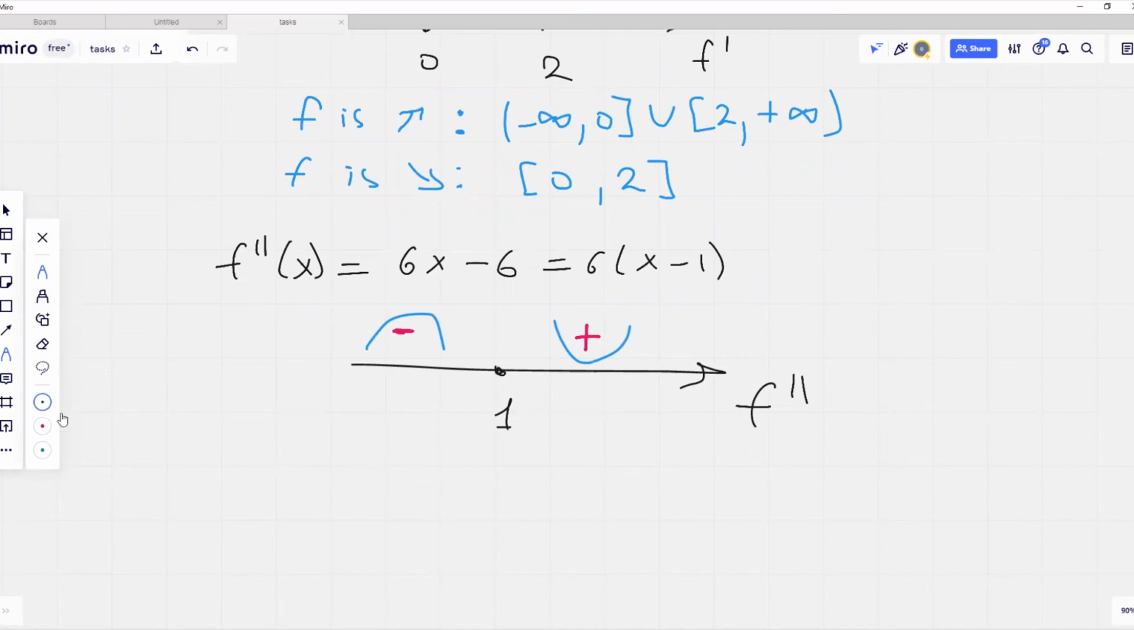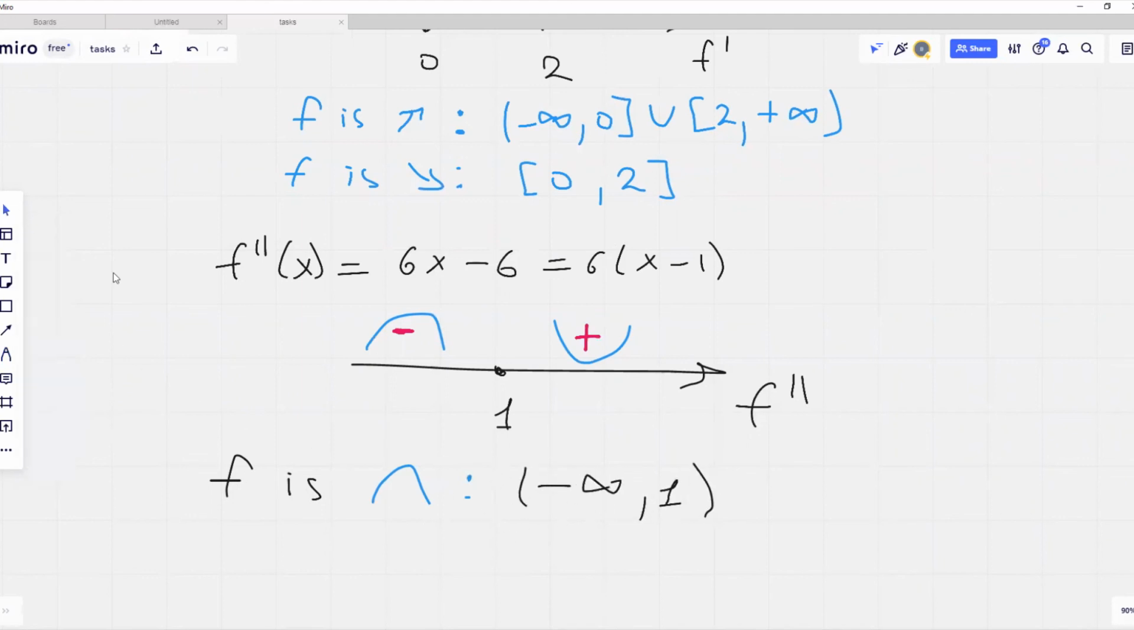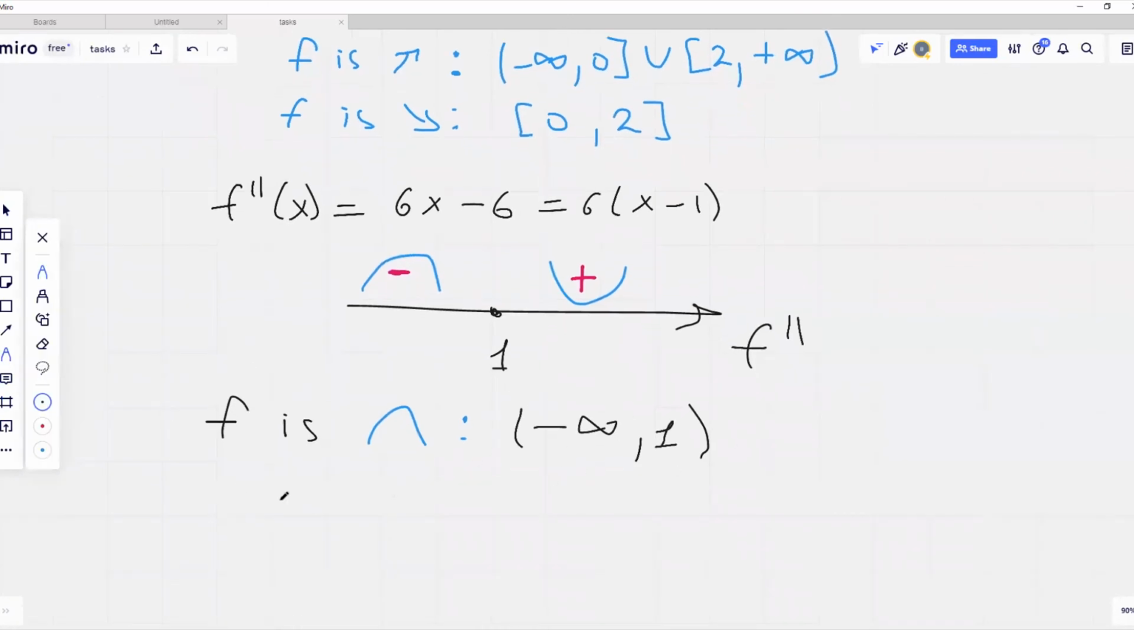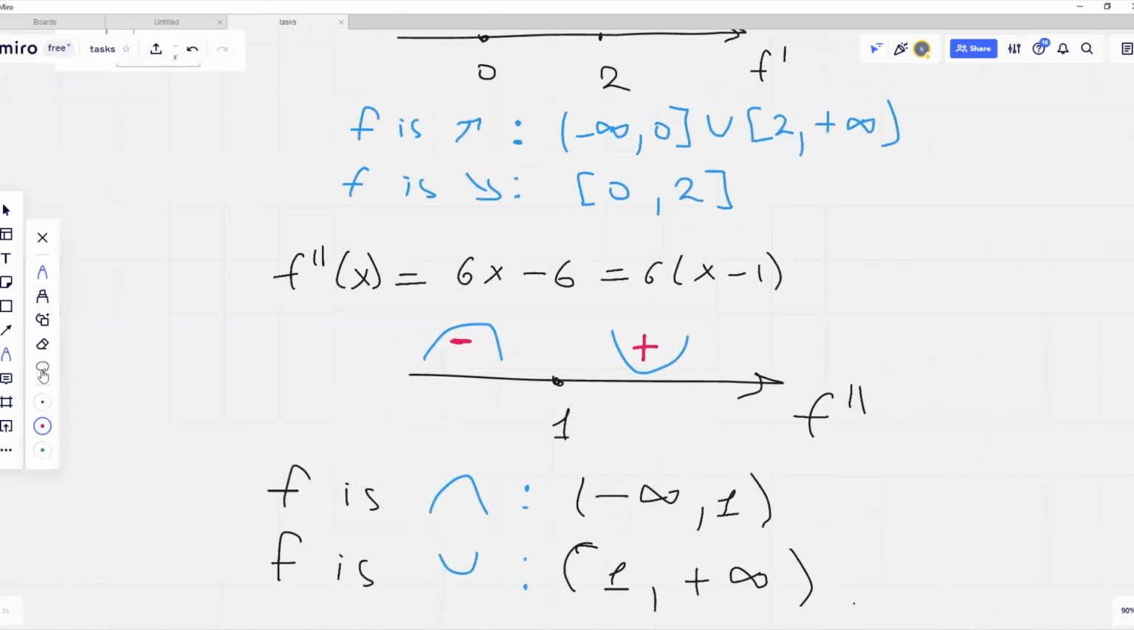All right, so our function f is concave down on the interval from minus infinity to 1. When studying concavity of our function, we'll be using open intervals. And f is concave up on the open interval from 1 to plus infinity. The point where the concavity of the function changes is x equal to 1. So x equal to 1 is an inflection point.